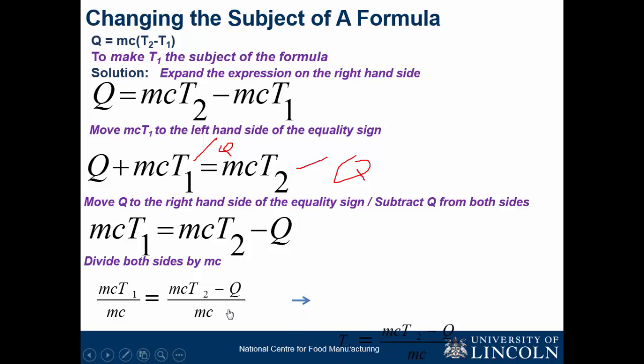So we have T1, because MC here will cancel MC here. So we have T1 equals MCT2 minus Q divided by MC. So that's our T1. We've been able to make T1 the subject of the formula. We've been able to rearrange the formula in a way that our T1 is now the subject of the formula. Before, we started with Q as the subject of the formula. Now, we have T1 as the subject of the formula. Let's look at another example.